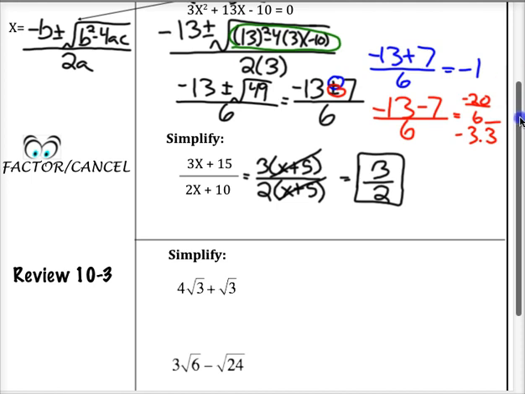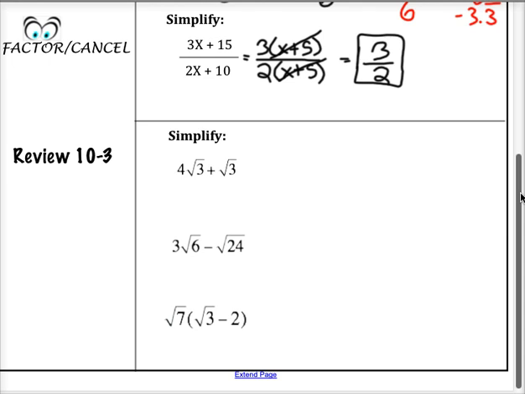Now, I also want to take a second to review some of the concepts we did back in 10.3 because those are still going to remain important moving forward. So when we're adding and subtracting, we're looking for like radicals. So here we have 4 square roots of 3 plus 1 square roots of 3. So those two things are like radicals because they have the same radical piece. 4 plus 1 just gives us 5 of the square roots of 3. And then we're done.